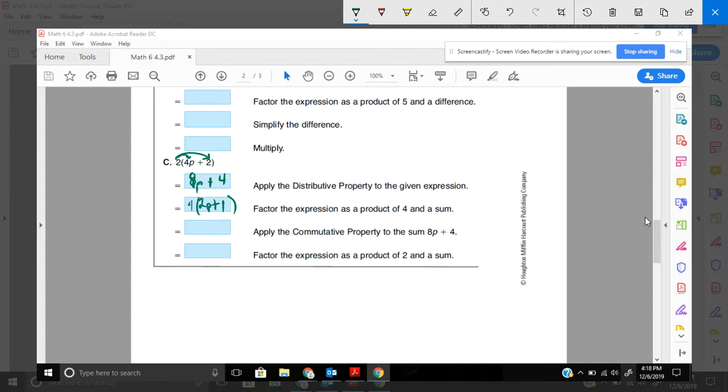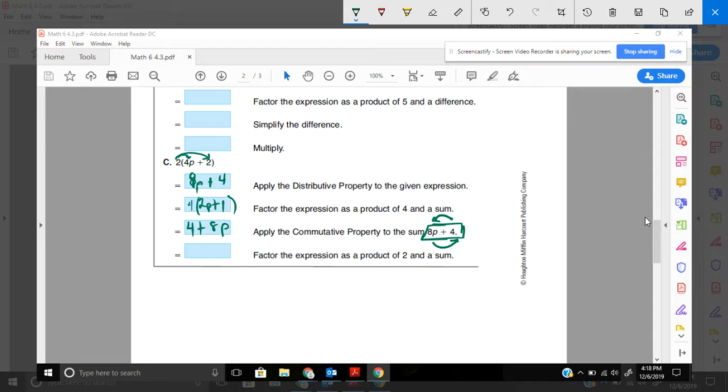Apply the commutative property. Remember, for the commutative property, what does that mean? Okay, apply the commutative property to the sum 8p plus 4. Oh, okay, so that just means it wants us to switch the position of this. So that would be 4 plus 8p. We're just switching the order. That's all commuting means.